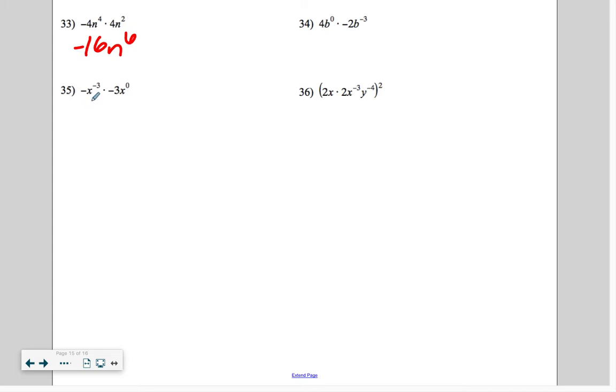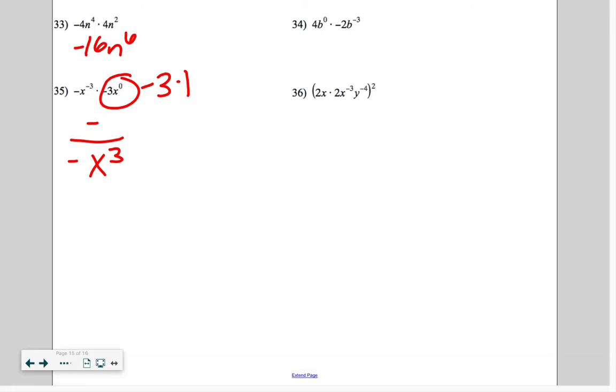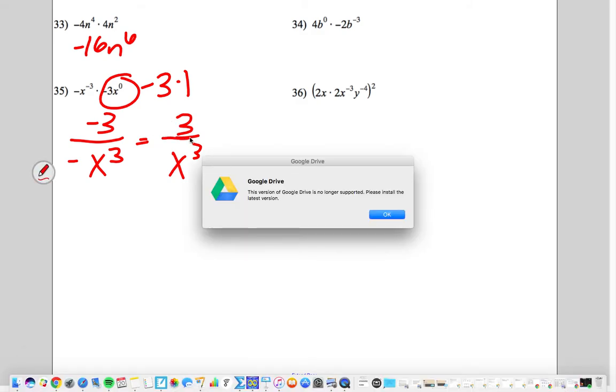Here, we have a negative exponent, so that's going to become negative x to the 3rd power. And here, remember that anything raised to the 0 power is 1. So we really have negative 3 times 1. So that's negative 3. Now a negative divided by a negative is a positive. So these essentially cancel out.